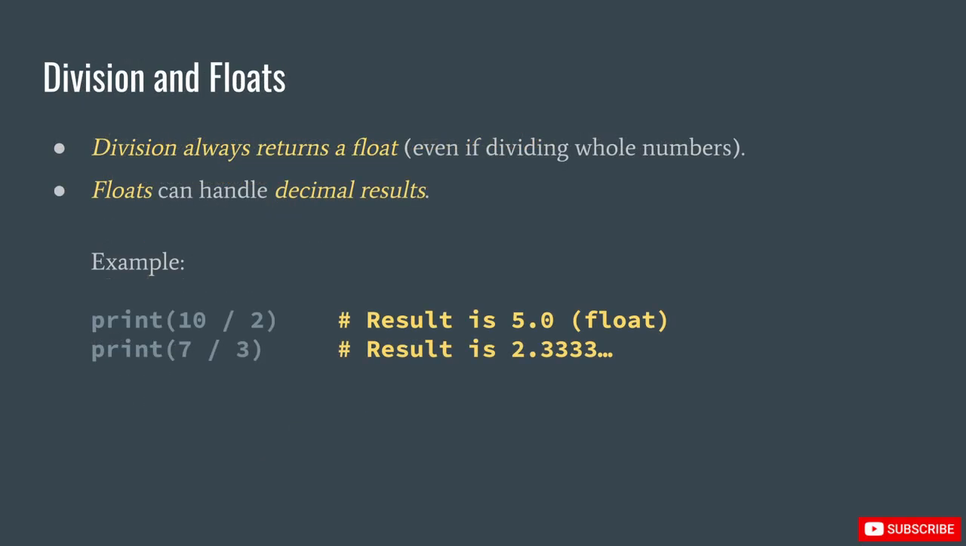One thing to note is that division always returns a float, even if you're dividing two whole numbers. This means that even when the result is a whole number, Python will still give you a decimal value. Floats are great for handling those decimal results, giving you more precise calculations.